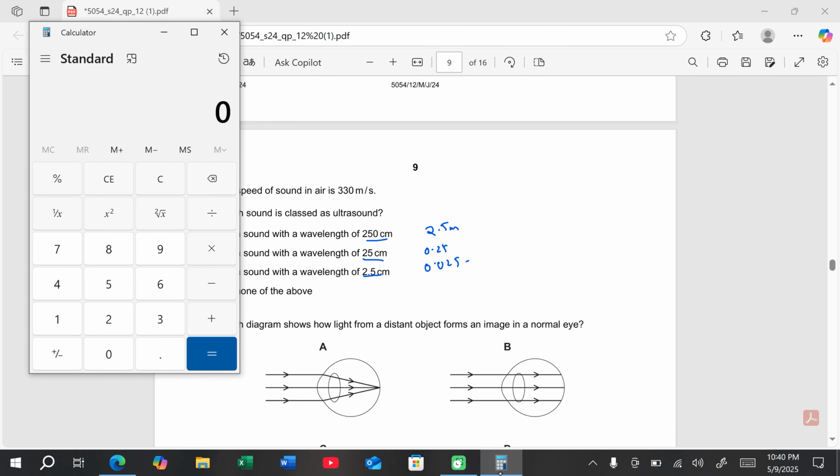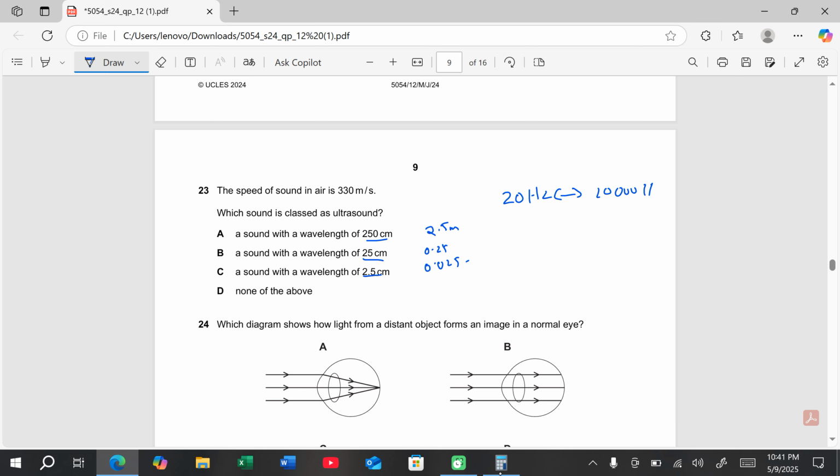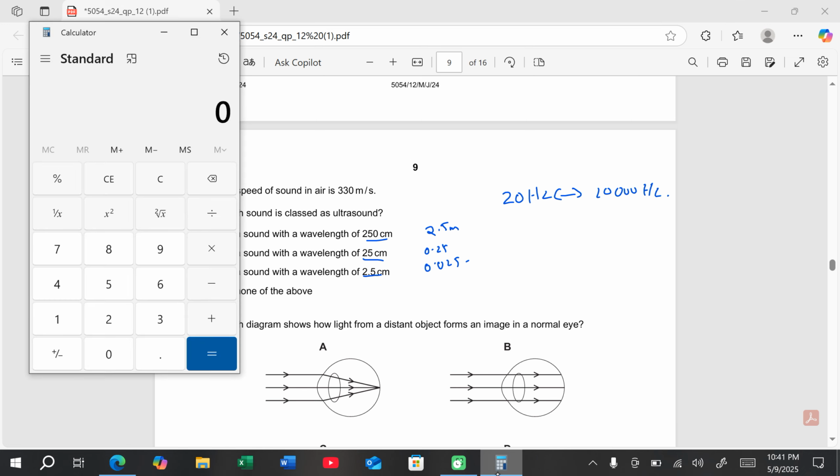We're going to divide 330 by 2.5, that's 132. This has to be greater than 20,000 hertz, because the frequency has to be greater than 20,000 hertz to be an ultrasound. Ultrasound is always above the human audible range, and you know the human audible range is 20 hertz to 20,000 hertz, so it has to be above this.